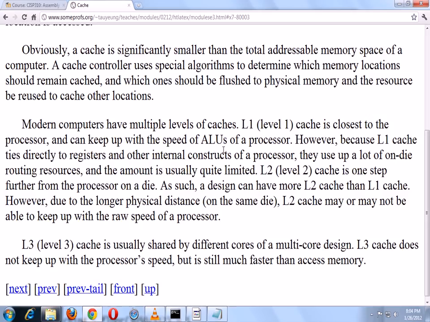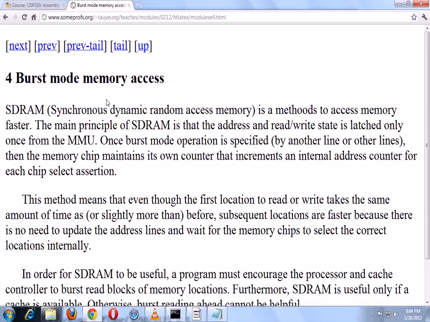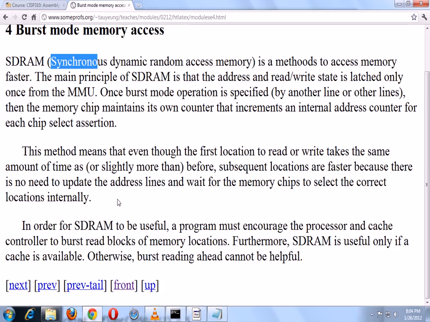All right, let's move on. So we just talked about caching and burst mode memory access. That's our DDR discussion. The DDR technology is really just another name. The actual technology is called SDRAM, or Synchronous Dynamic Random Access Memory. All DDR technology falls into this category of memory access, and that's basically what we just talked about.